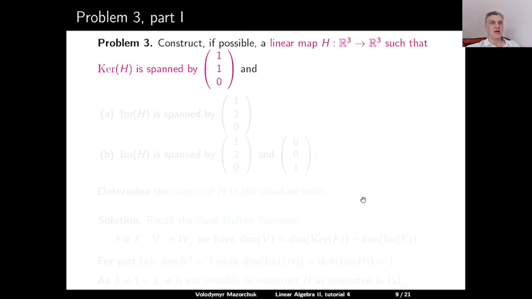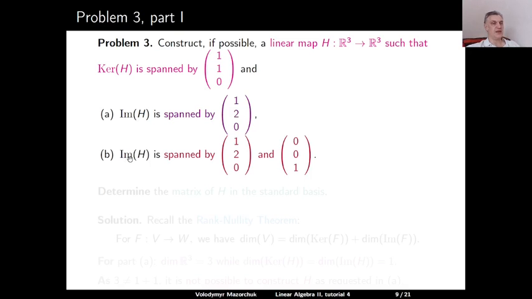Problem 3. Construct, if possible, a linear map H from R3 to R3 such that the kernel of H is spanned by the vector (1, 1, 0), and part A, the image of H is spanned by (1, 2, 0), and part B, the image of H is spanned by the vectors (1, 2, 0) and (0, 0, 1). And when the problem says construct a linear map, it means give the matrix of this linear map in the standard basis.